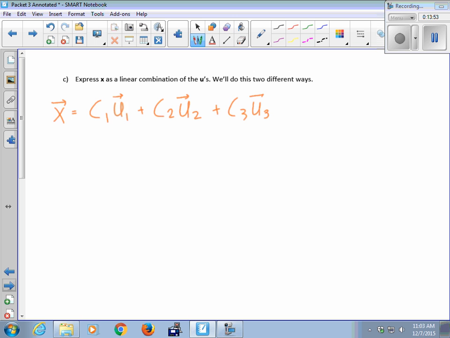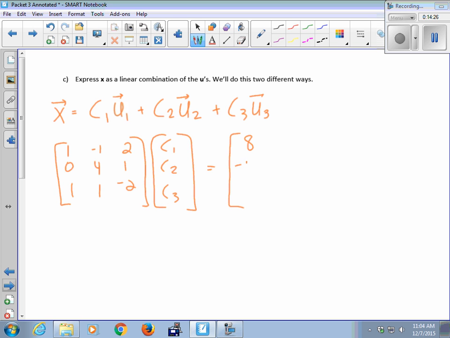Because you'd get different c's. So I want to figure out what c's I put on the basis vectors. c is just a scalar. Normally I would figure this out by asking what c's I put on (1, 0, 1), (-1, 4, 1), (2, 1, -2). What c's do I multiply by to get the vector x, (8, -4, -3)? You just augment and row reduce.